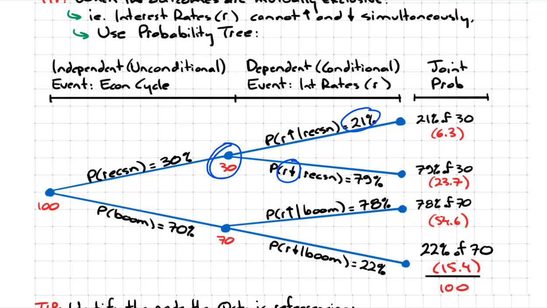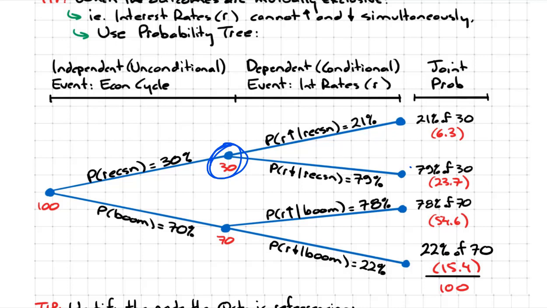Because every node must be fully accounted for. In other words, the probabilities of the branches must add up to 100%, and this is what I mean. So if 21% of that 30 experienced a rate hike, then it goes to reason that 79% of that 30 experienced a rate decrease.